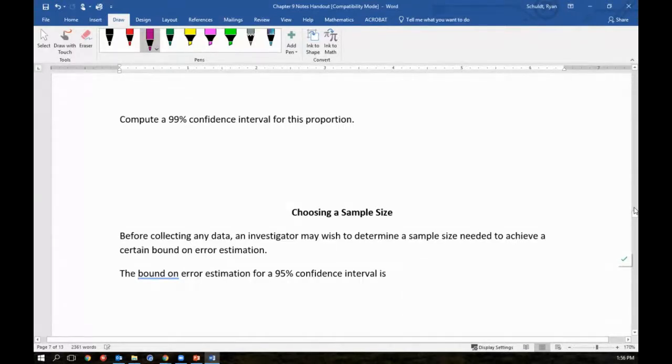Okay, so now we want to do a 99% confidence interval for the proportion. So that's on the top of page 8.